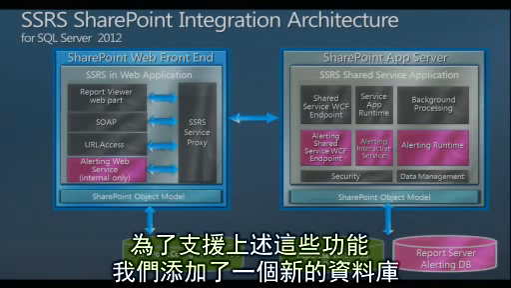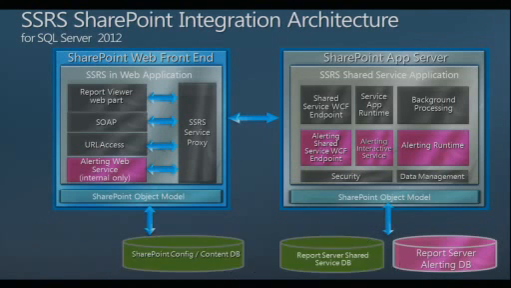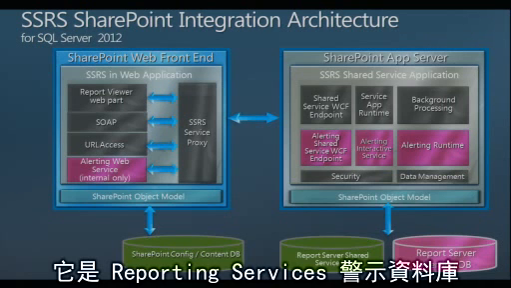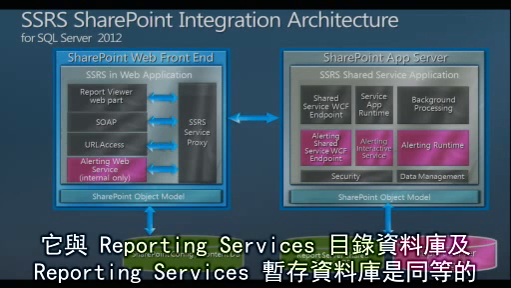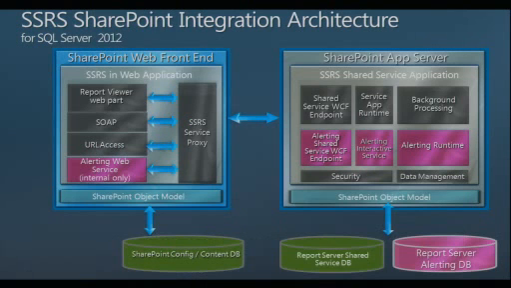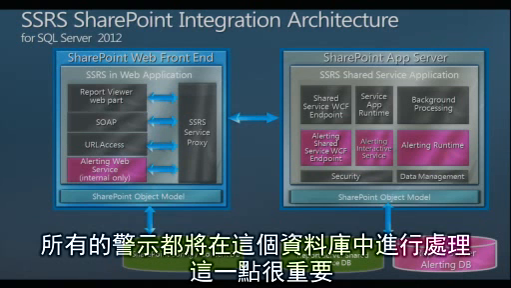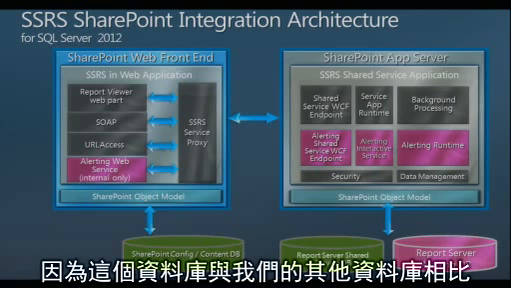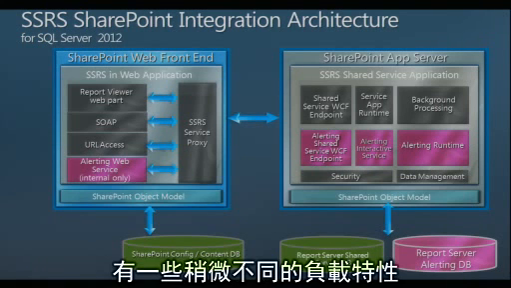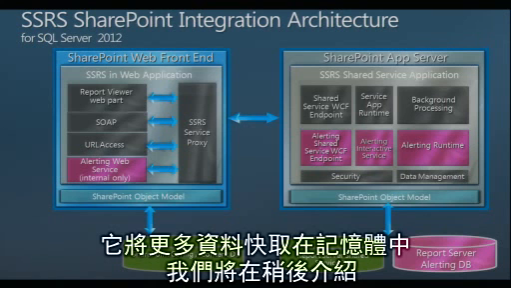Now, in support of all of this, we have added a new database to your deployment. This is the report server alerting database. It is a peer to the report server catalog DB and report server temp DB, and exists on that same SQL server. This is a database where all of the alerts are going to be processed, and it's important because this database is going to have slightly different load characteristics as opposed to the other databases we have. This one is going to be much more memory centric, and we'll talk about that later.